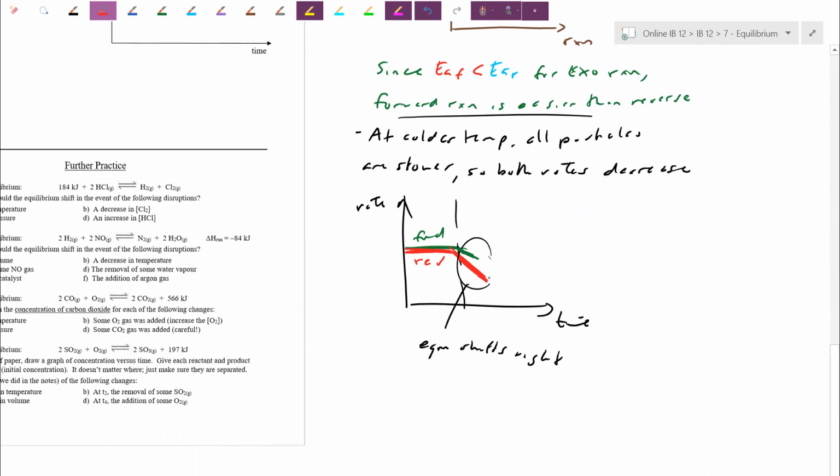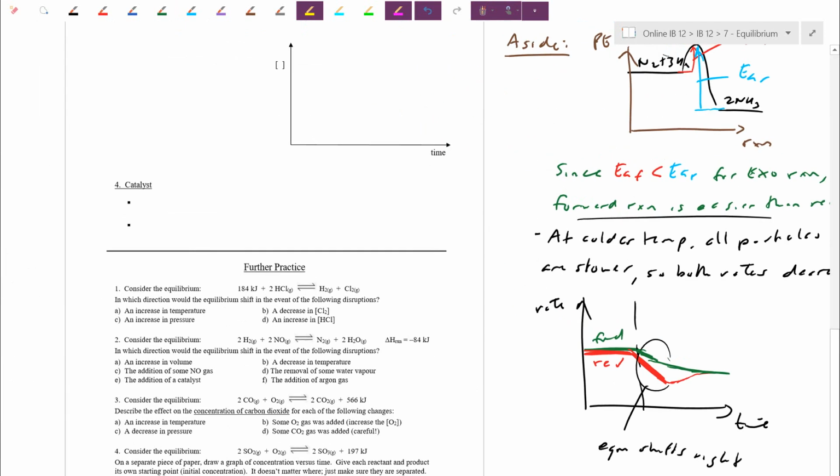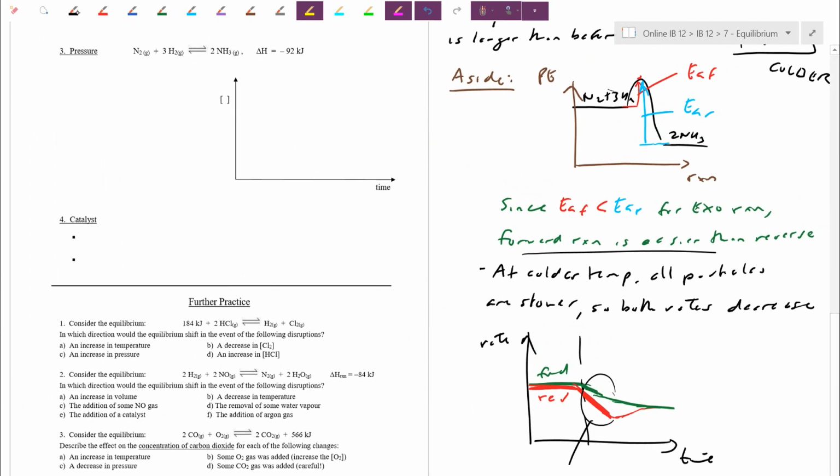These ones here are going to steadily climb up again somehow, and then they're going to end up matching up before hitting a new equilibrium. But there was a time in here where the forward rate was bigger than the reverse rate, and that's how the equilibrium knows how to shift right. So let's just finish off on the backside here.